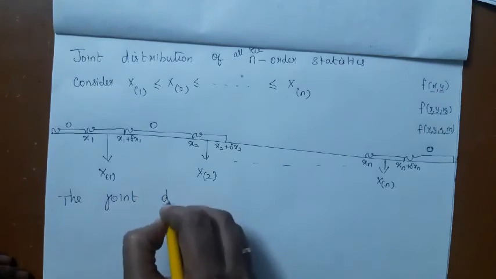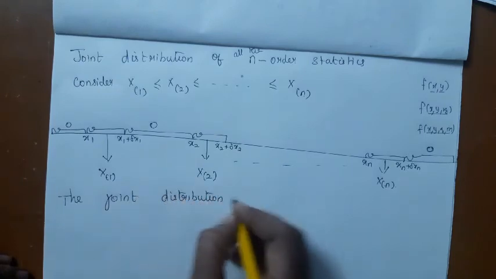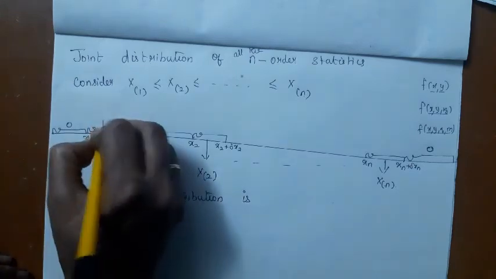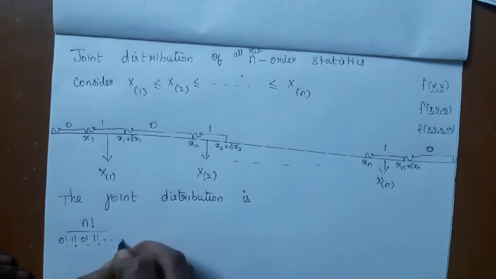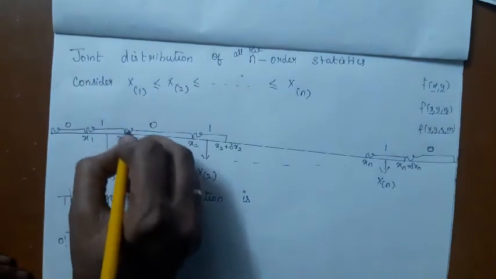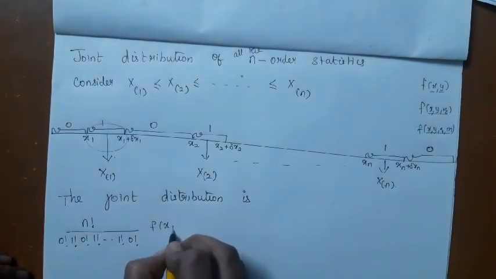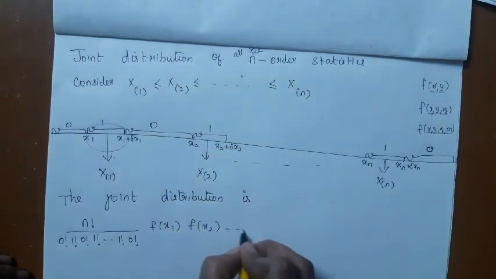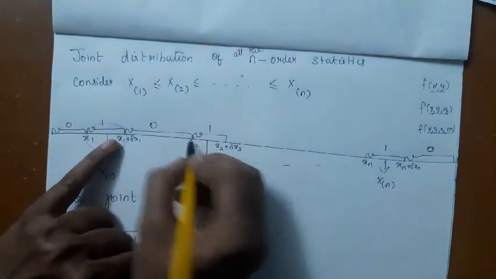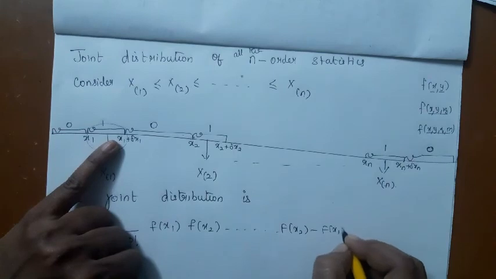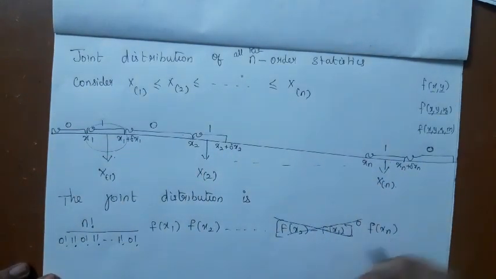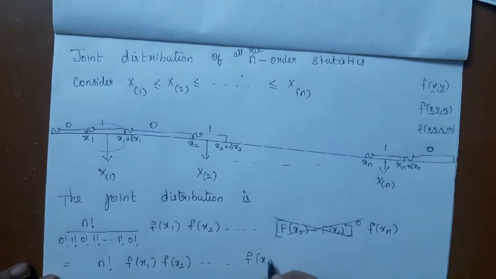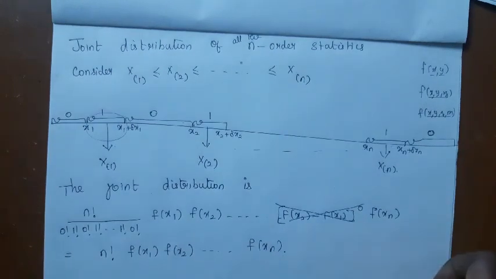So the joint distribution is n factorial divided by: here one value, here one value, 0 factorial, 1 factorial, 0 factorial, 1 factorial. It goes like that, and at the end you have 0 factorial, 1 factorial. And what is this actually? f of x1, f of x1. And what is this? f of x2. And it goes on, here you have nothing. Even if you write, for example, f of x2 minus f of x1, how many values are there? The whole power 0, it is going to become 1. That's why I didn't write all those things. So you get f of xn. So what is your answer? n factorial into f of x1 into f of x2, and so on up to f of xn, is the joint distribution of all the n order statistics. Okay, thank you.